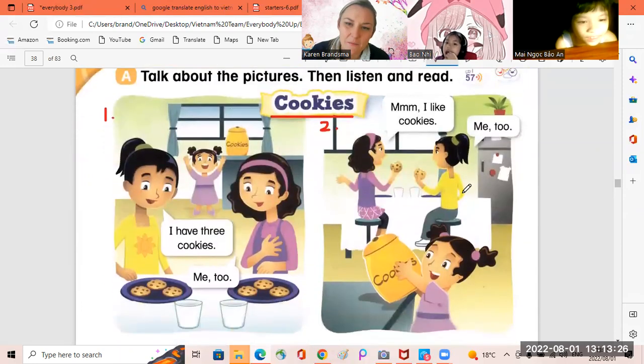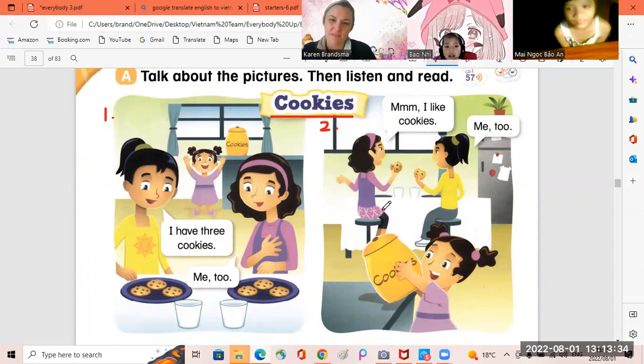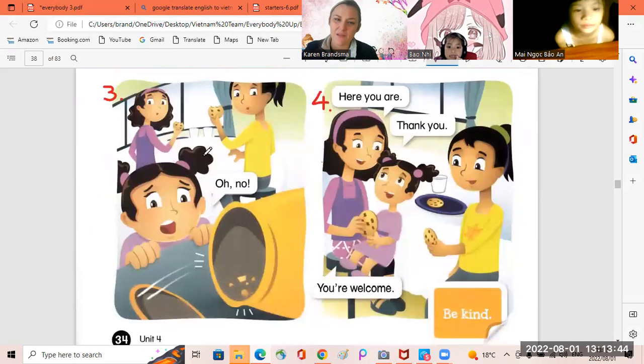Three. Okay. Barney, you're going to read picture one for me. Bao An, picture two. I have three cookies. Me too. I like cookies. Me too. Ni, picture three. Oh no. Bao An. Here you are. Thank you.